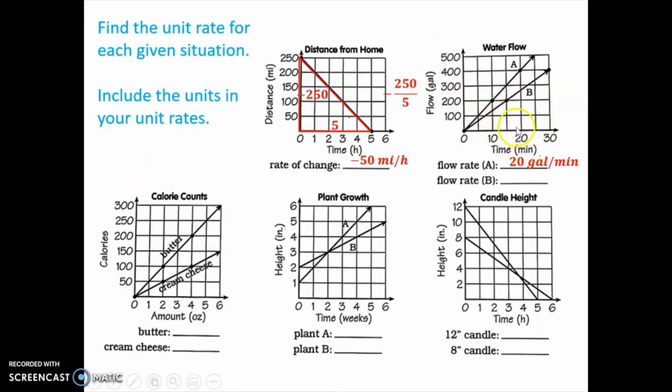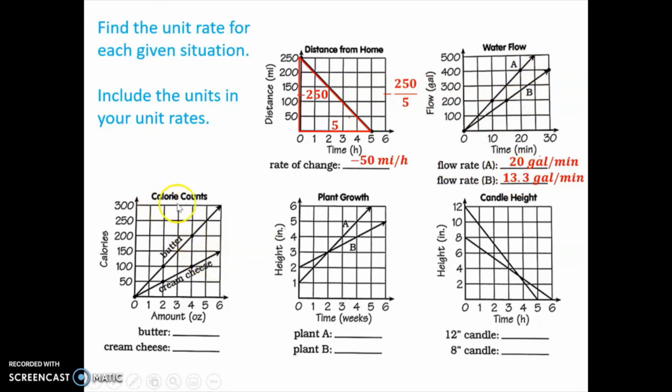And for the x-axis, for pipe B, you should have gotten 13.3 gallons per minute. If you didn't get those, double check the slope again, divide the two numbers and see if you can get those. How about this one here?